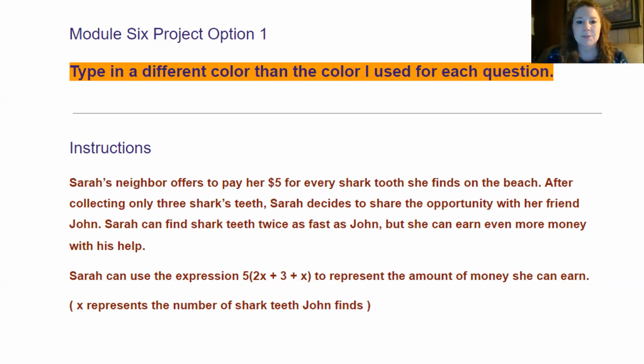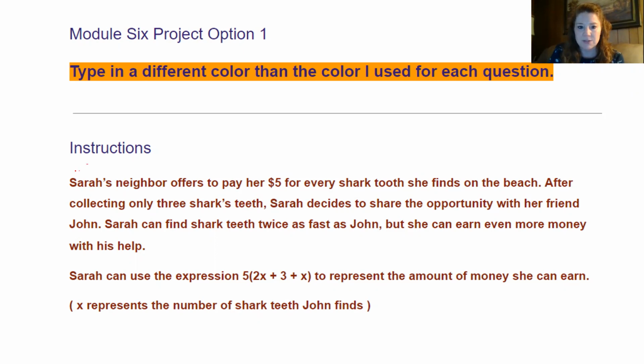Sarah's neighbor offers to pay her $5 for every shark tooth she finds on the beach. After collecting only 3 shark teeth, she decides that she's going to work with her friend John. Now she can find shark teeth twice as fast as John, but she knows she can earn more money with his help. So let's look at her expression right here.